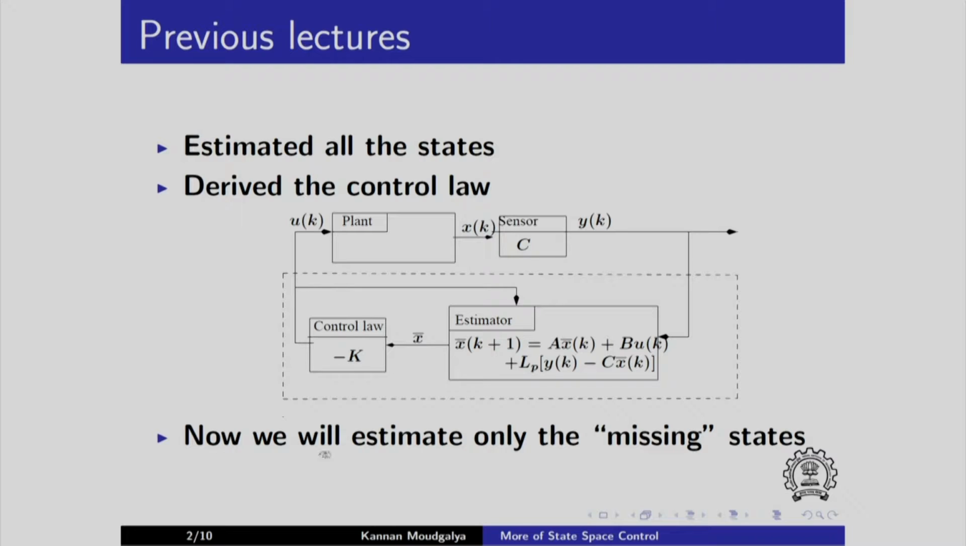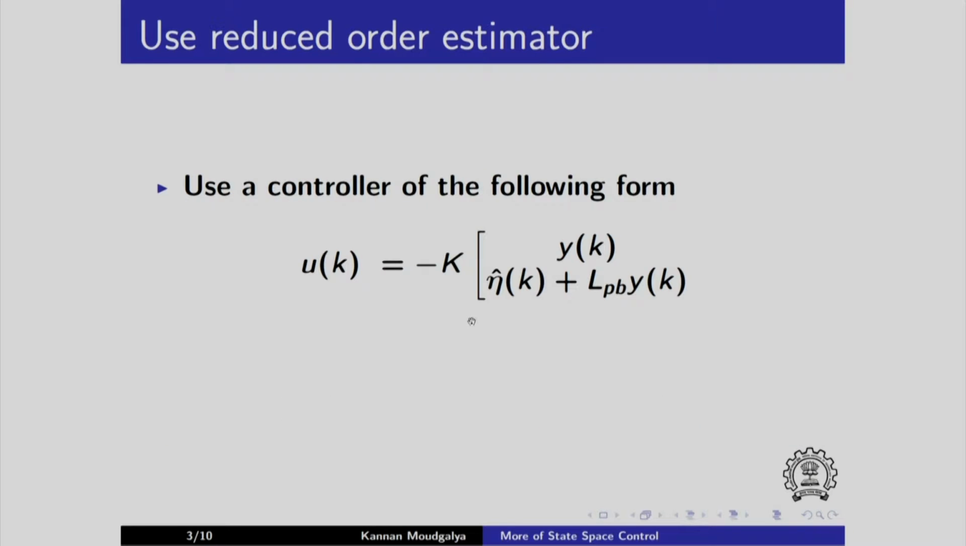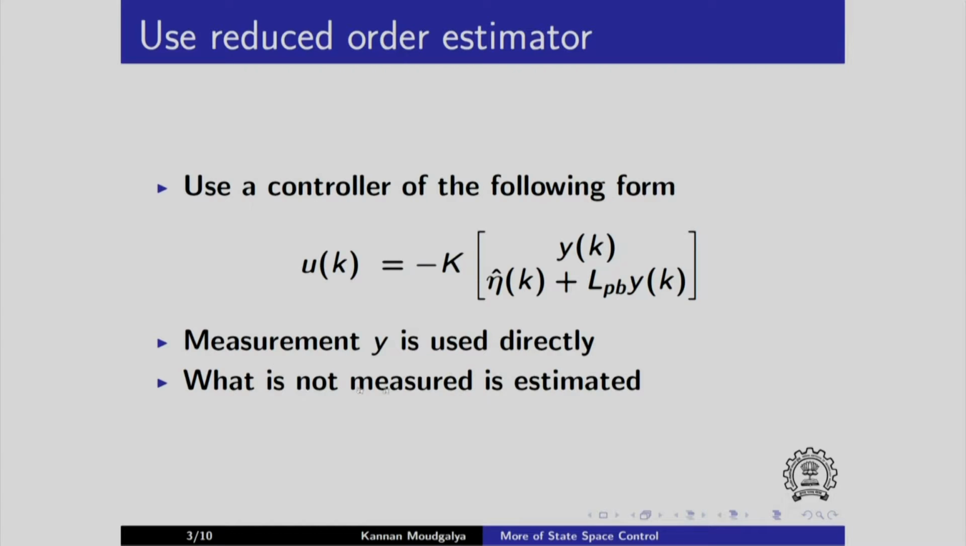In this week we will estimate the missing states and we will use a controller of the following form: the measurement y used directly as a part of the control law. Only this part is estimated. What is not measured only is estimated in this week.